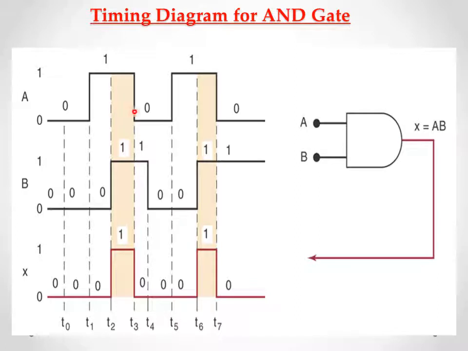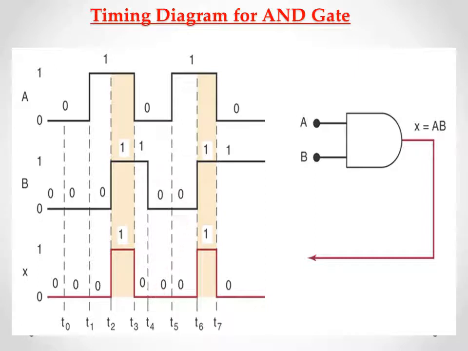Now T2 to T3 instant and both the inputs are high, so the output is also high. Now T3 to T4 instant, the input A is 0 and input B is 1, so 1 into 0, the output is 0. Now T4 to T5 instant, both the inputs are low, so the output is low.